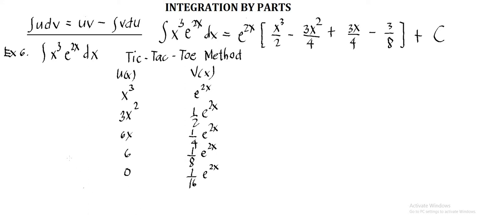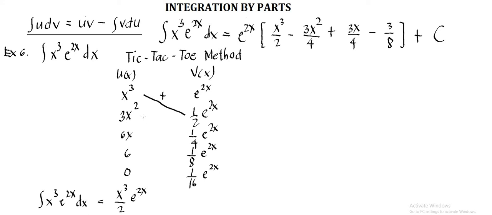Okay? So, yung ating problem, integral of x cubed e to the 2x dx. So, equal ito ngayon sa una, positive product ng dalawa na ito, dalawang term na ito. X cubed times 1/2 e to the 2x. So, magkakaroon tayo ng x cubed divided by 2 e to the 2x. So, ito yung first term ng ating sagot.